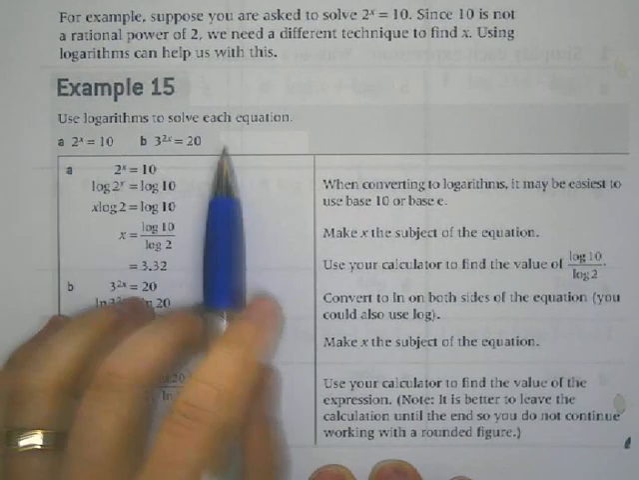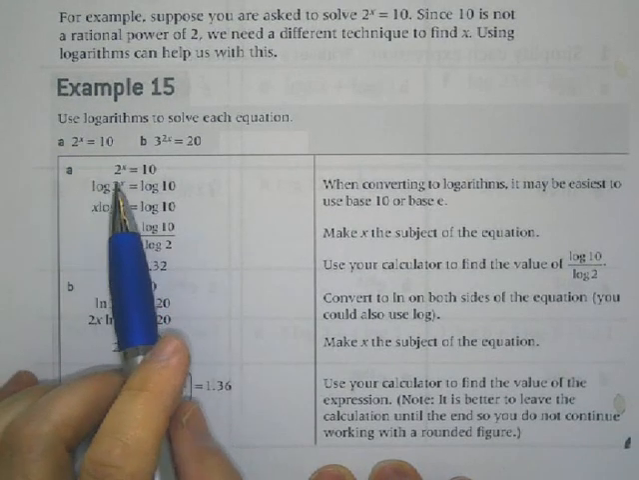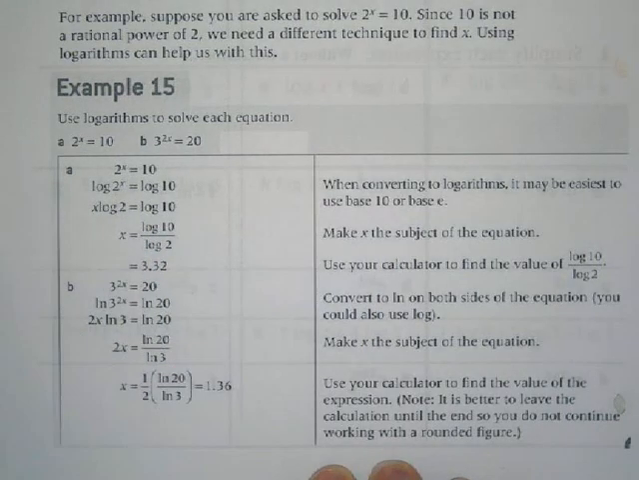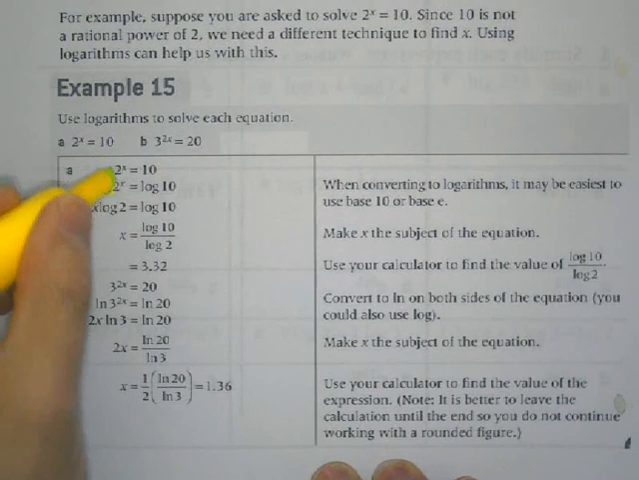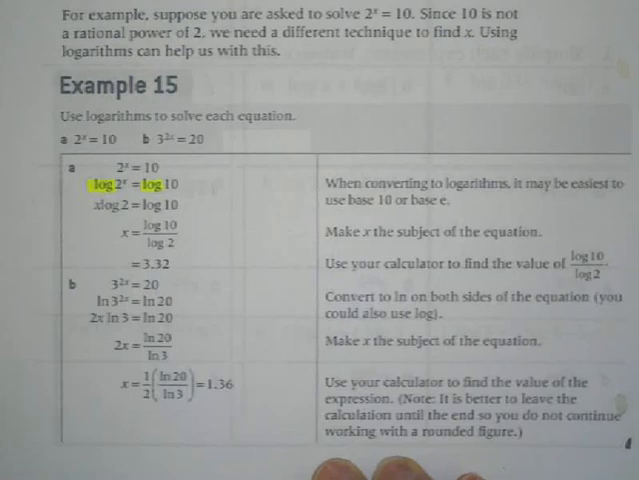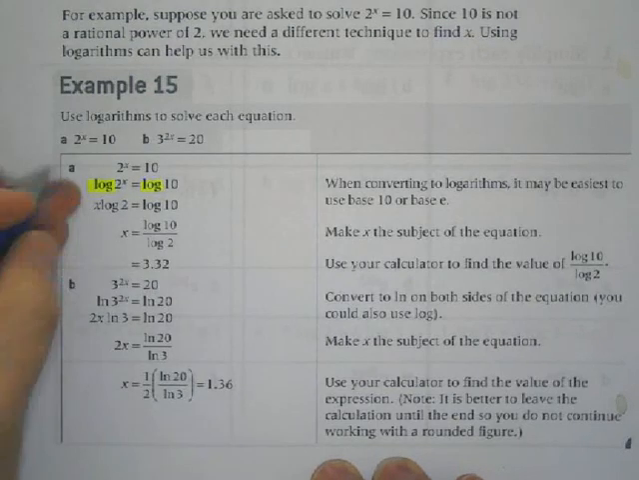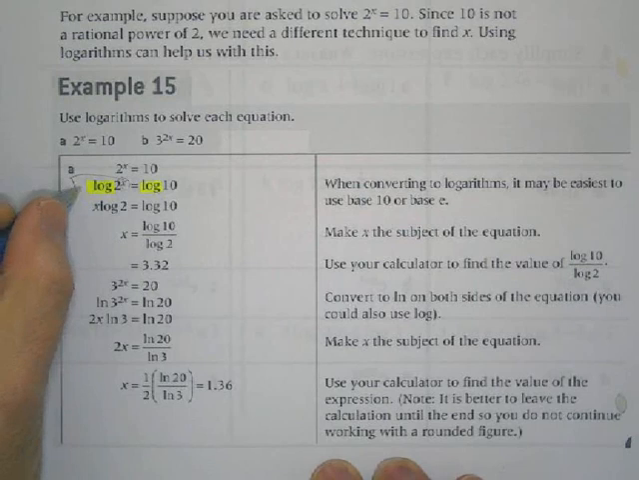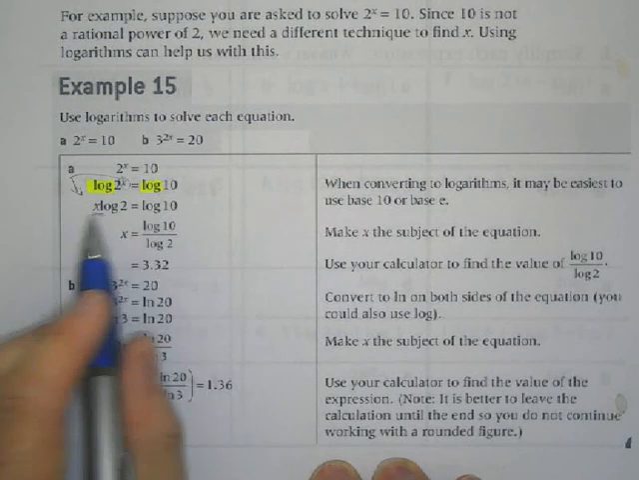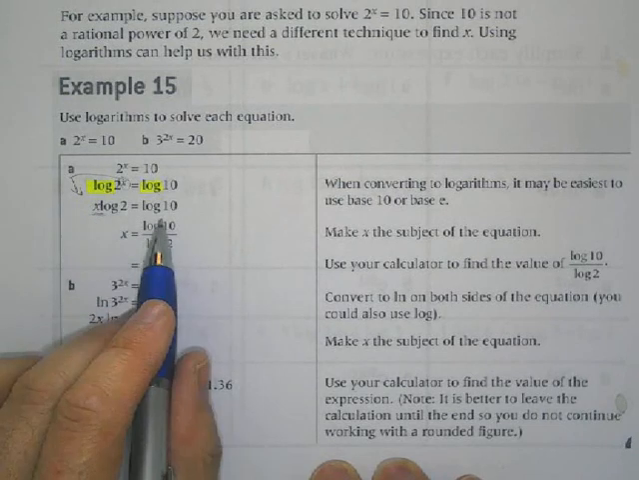Here's another way of doing this. We can do something called taking the log on both sides. So I can write this as log of 2 to the x equals log of 10. Okay, and then I can use the power rule, which we just learned about, and the power rule is going to make the exponent come to the front. And then now I can divide both sides by log 2, and then I get this.